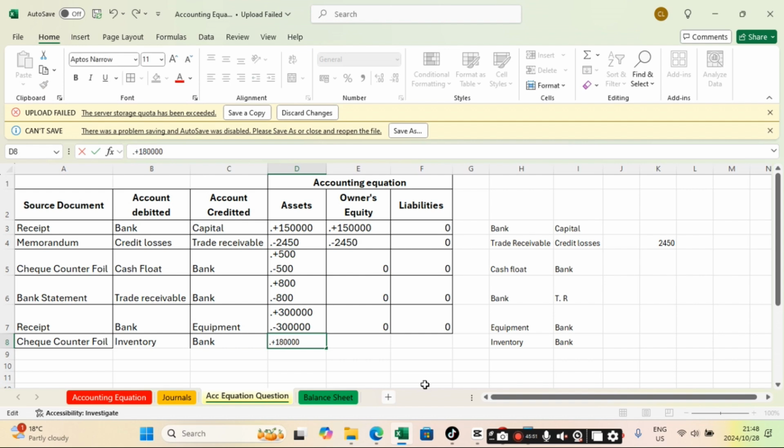Plus 180. And then we also have a minus what, Konje? Minus 180. Why? Because these two are both assets. So they are both assets, meaning our asset section will be affected. Briefly.